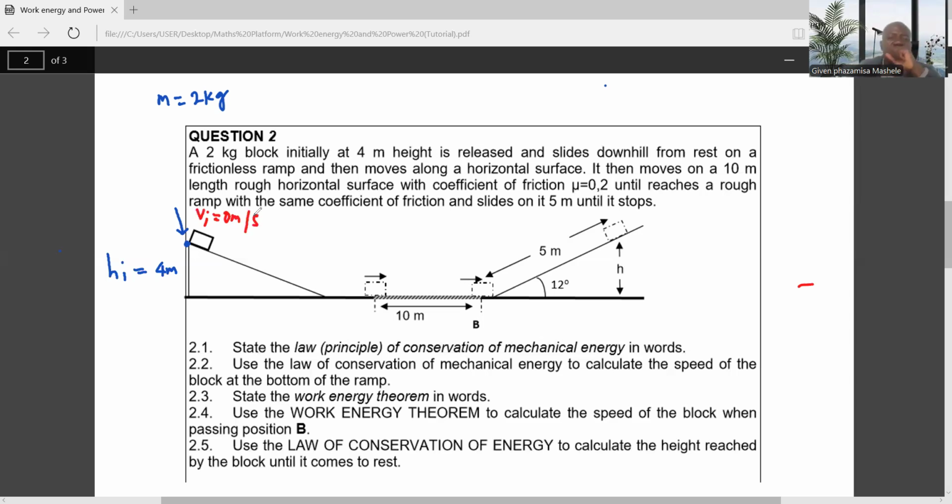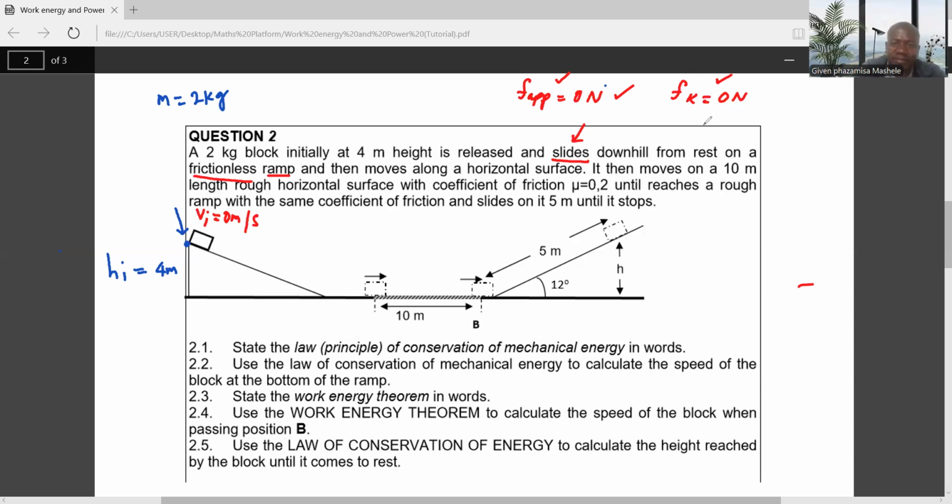But guys, you need to read the question, understand? It's released and slides. When we say something is sliding, it means there is no force applied. It means the force applied here is 0 Newton. Because it's just sliding. From rest on a frictionless ramp. There is no force applied and there is no friction. It's 0. 0 force applied, 0 friction.